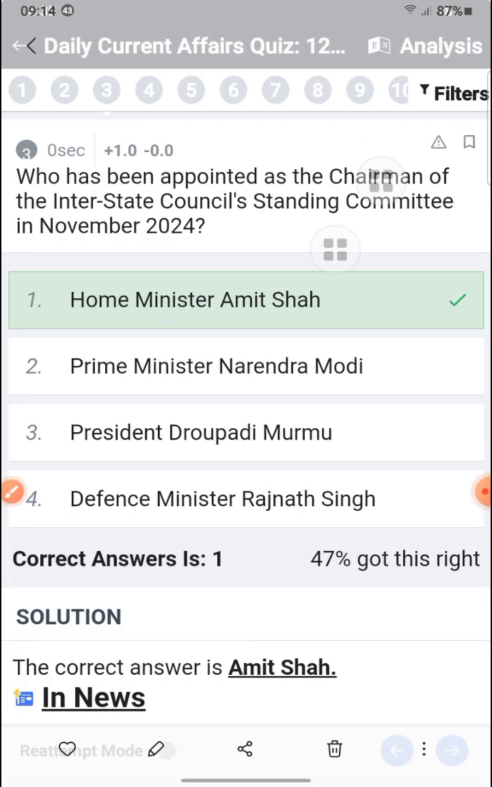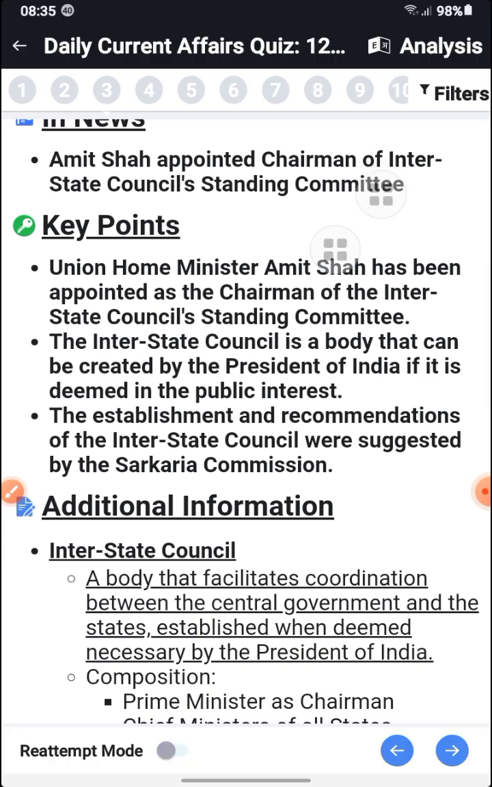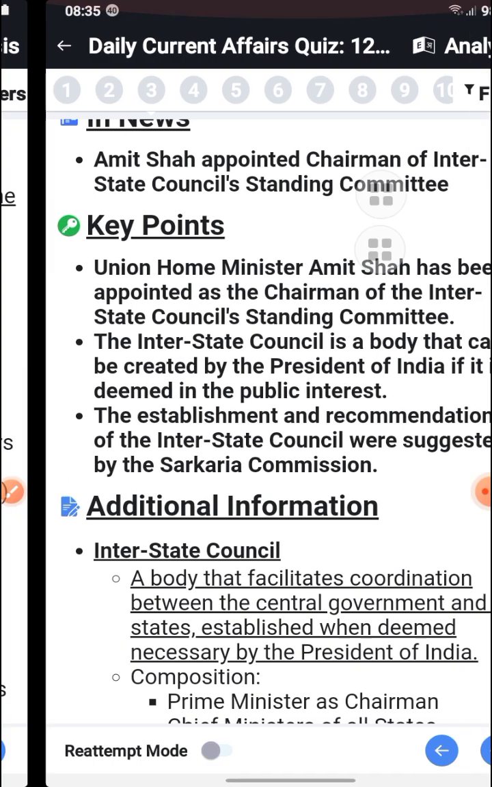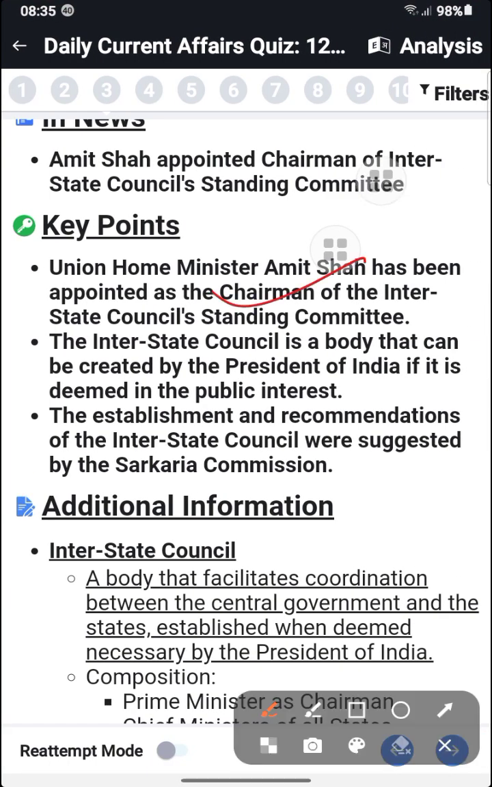Who has been appointed chairman of the Inter-State Council Standing Committee? Home Minister Amit Shah. So Union Minister Amit Shah has been appointed chairman of the standing committee. The Inter-State Council is a body that can be created by the President if it is deemed to be in the public interest.